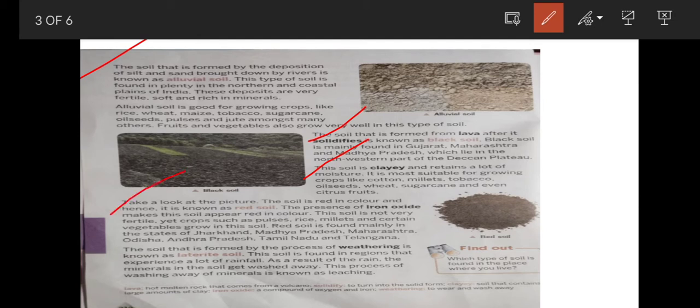Take a look at the picture. The soil is red in color and hence it is known as red soil. The presence of iron oxide makes this soil appear red in color. This soil is not very fertile, yet crops such as pulses, rice, millets and certain vegetables grow in this soil. Red soil is found mainly in the states of Jharkhand, Madhya Pradesh, Maharashtra, Orissa, Andhra Pradesh, Tamil Nadu and Telangana. So let us check out the different types of soil one by one.